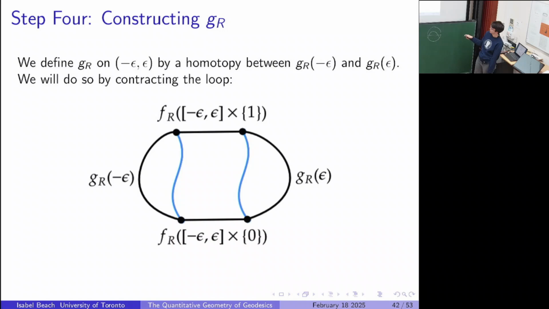So to define it in the middle, we just need to homotope between these 2 curves on the end. And we're going to do so by contracting this big loop. So the bottom horizontal line followed by g_r at minus epsilon, followed by the top horizontal line, followed by g_r at epsilon. If you can contract this loop, then you just do this loop followed by g_r at minus epsilon, and that's going to give you a homotopy between this guy and this guy.